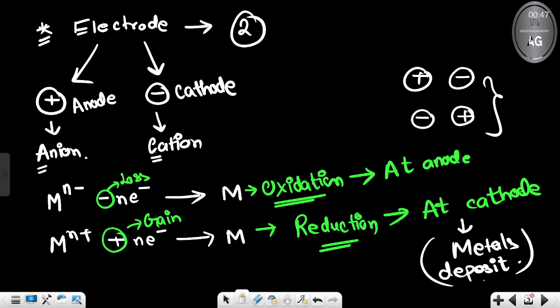Clear? Okay, so I am repeating again. If there is a loss of electrons, that means it is oxidation. If it is a gain of electrons, it is reduction. Reduction always takes place at the cathode. The anode is always the oxidizing electrode. This oxidation takes place at the anode. Clear? Okay, so the first term, electrode, is clear.